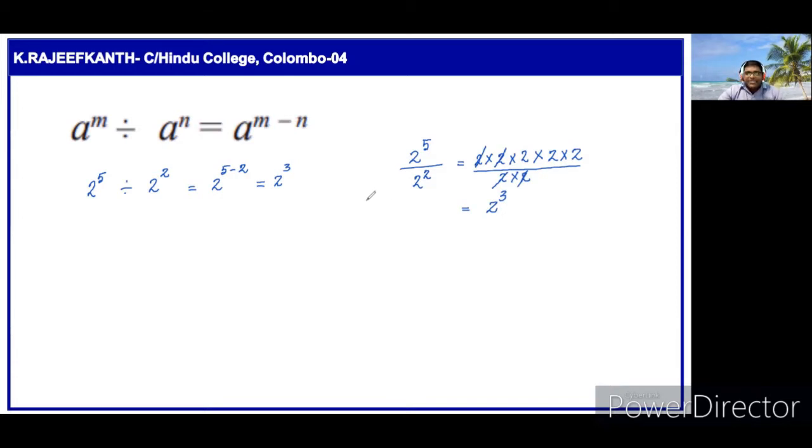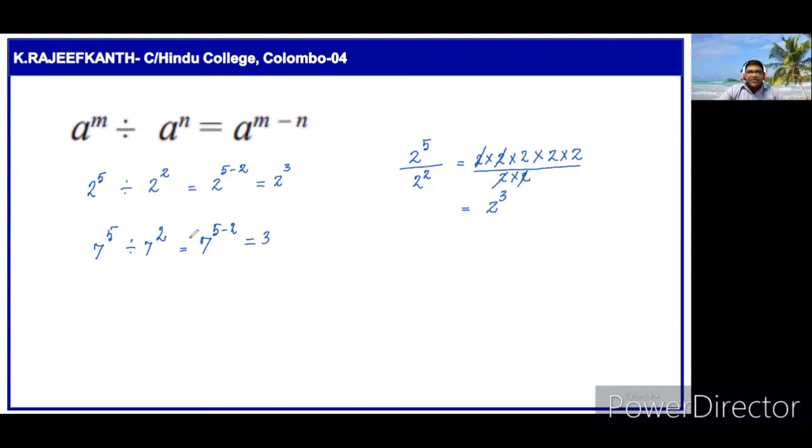Then we can come to the conclusion. When we are dividing two powers with the same bases, then we can subtract the index. Then a to the power m divided by a to the power n is equal to a to the power m minus n. There's another example. Here 7 to the power 5 divided by 7 to the power 2. Here also there are two powers with the same base 7. So now we can directly subtract these two indices. Then 5 minus 2 is equal to 3.